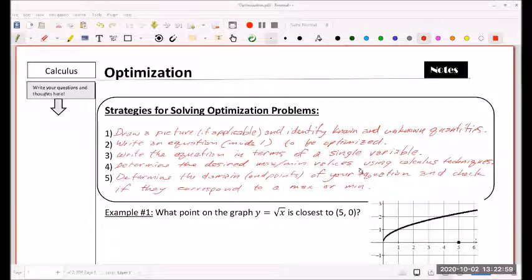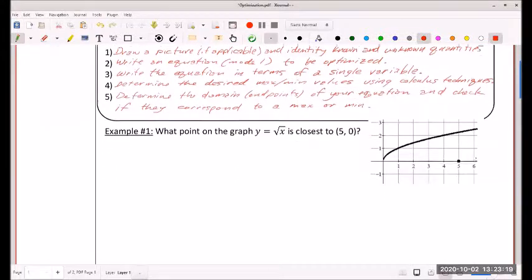Determine the desired max and min values of your model using calculus techniques, right? We have the first derivative test, second derivative test, etc. And then determine the domain, find the endpoints basically of your model and check if those endpoints also correspond to a max or min. Okay, so let's look at some specific examples.